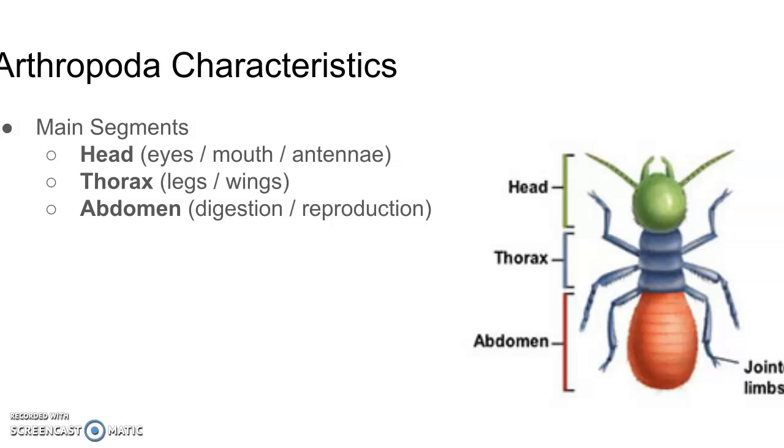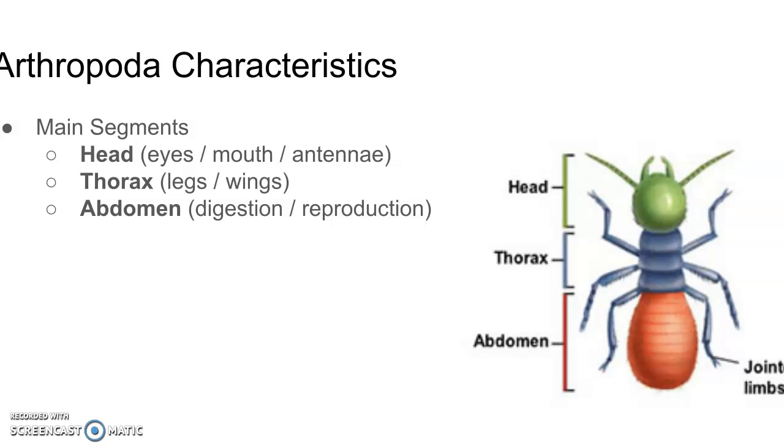And then you also have the abdomen, which holds the digestion and reproduction organs for the organism. It's usually in the posterior, and usually there are additional legs that are possibly attached to the abdomen, depending on how many legs the arthropod we're talking about has.